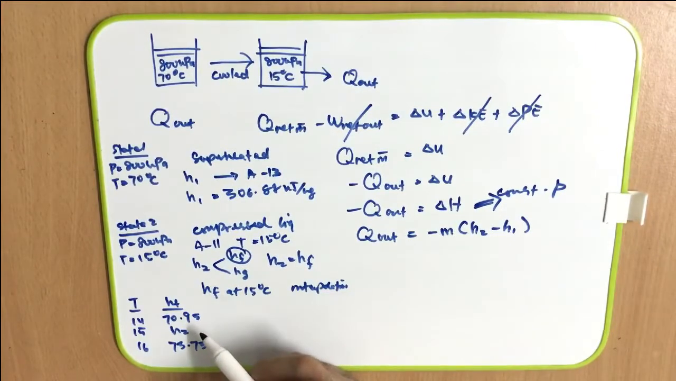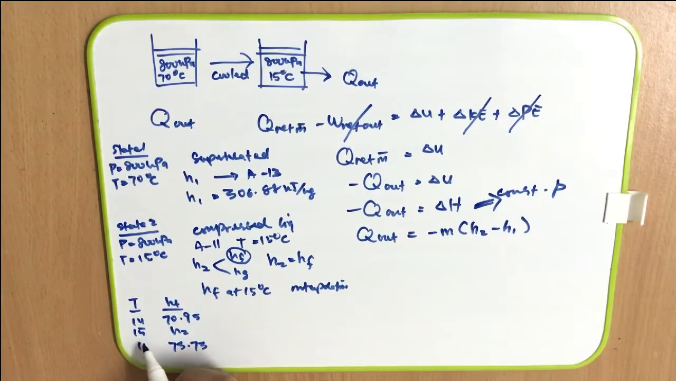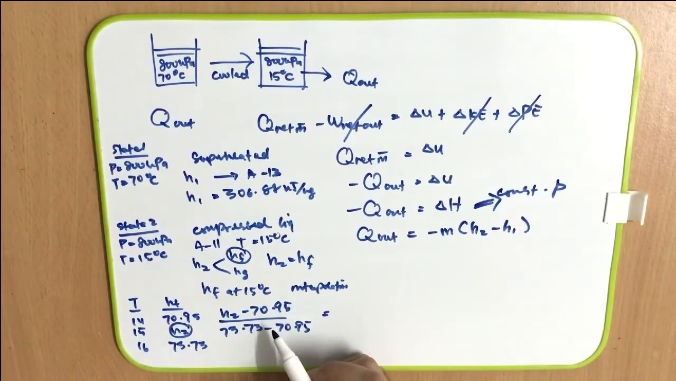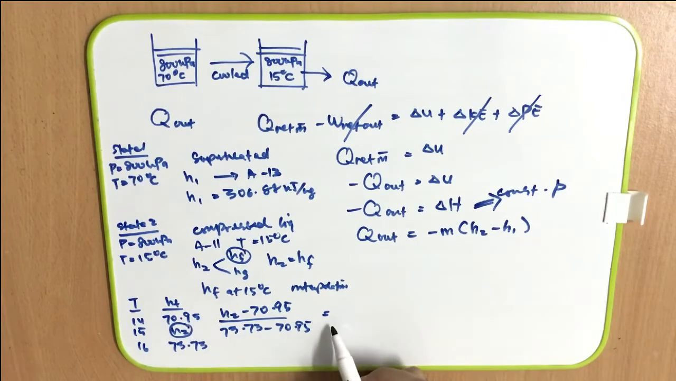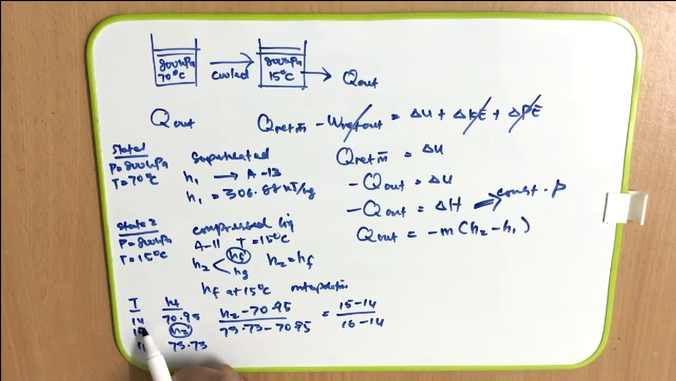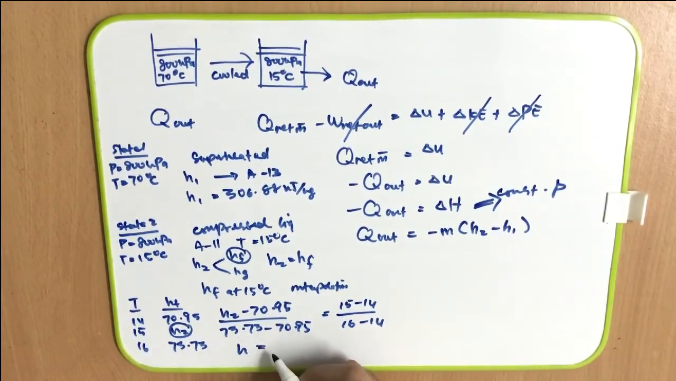So this is how we do the interpolation. We need to find the H2 at 15 degrees C. Thus, we need to find the H2 between the data for 14 degrees C and also 16 degrees C. So from here, we can find the H2 by using the interpolation. In order to do the interpolation, we have to do like this. H2 minus 70.95 over 73.73 minus 70.95 is equal to 15 minus 14 over 16 minus 14. Then we will get H2 is equal to 72.34 kJ per kg.